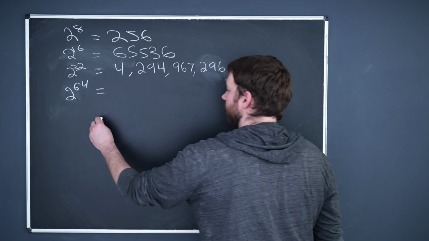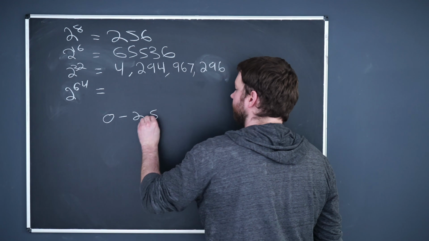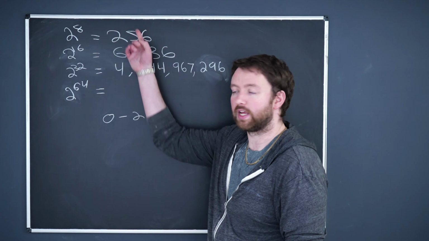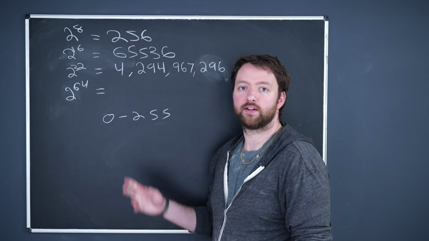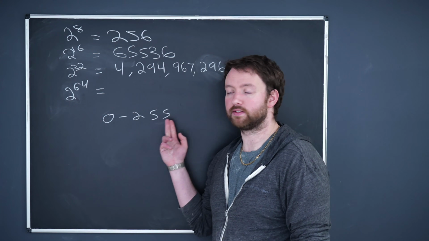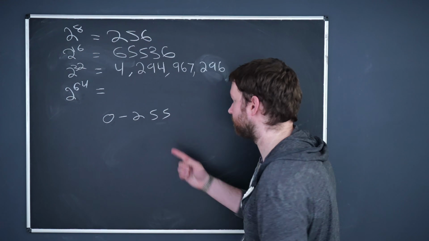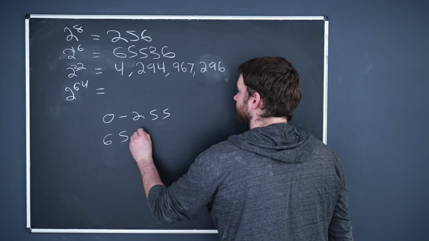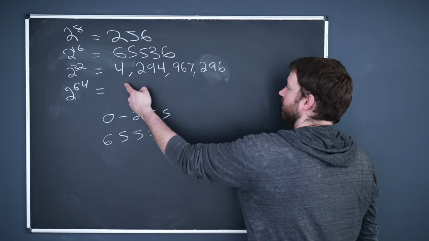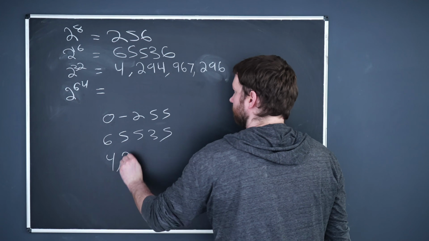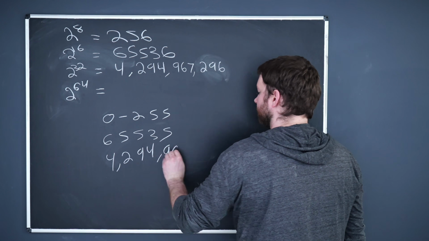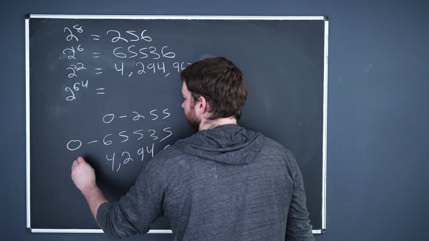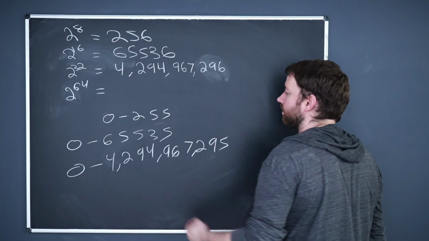So for 2 to the 8, it's going to be 0 to 255, not 256, because we need to use one of those states for 0. So this gives us 256 possibilities, one of them being 0, max being 255. Similar thing here, max value of 65535, and same thing here, 4294967295. So those are ranges for those different sizes.